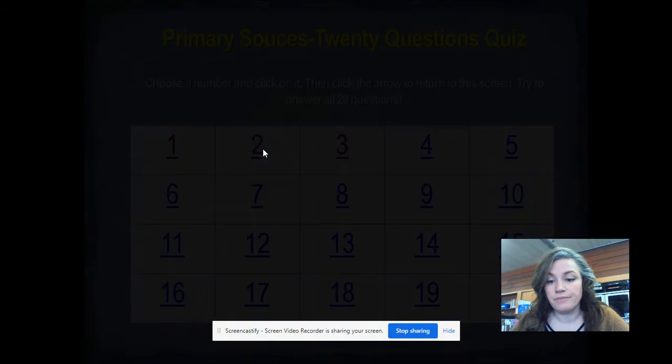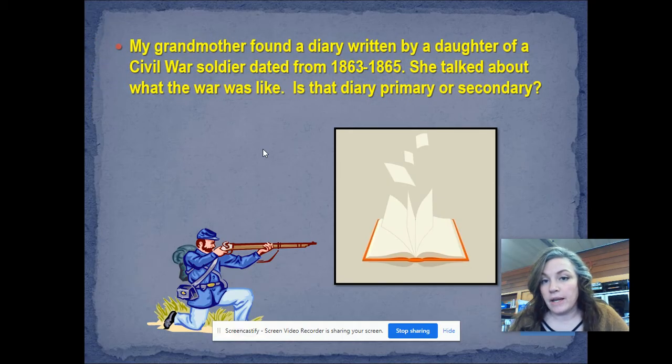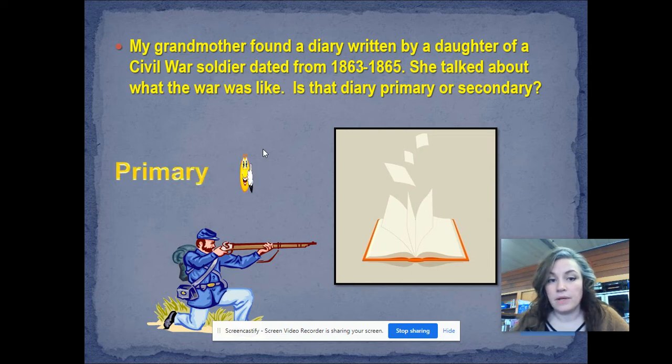All right, here's question 2. My grandmother found a diary written by a daughter of a Civil War soldier dated from 1863 to 1865. She talked about what the war was like. Is that diary a primary or a secondary source? So think about a diary that someone wrote. And that one is also primary as our correct answer because, again, she was living through it and writing about her experiences firsthand.